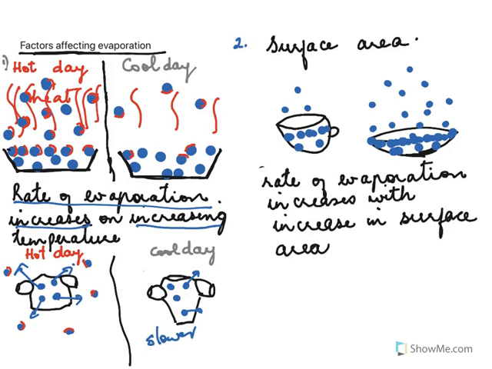So the larger the surface area, like in this case, the more evaporation. The less the surface area, the less evaporation takes place. And another point we must note here is evaporation is a surface phenomenon, because it is only the particles on the surface that first evaporate.